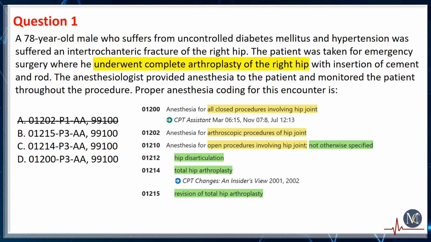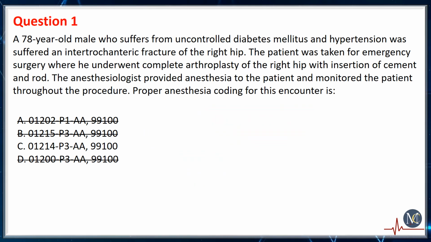In the scenario, the patient underwent complete arthroplasty of right hip, which correctly matches with the service code 01214. So our correct service code is 01214. Our correct option is option C with service code 01214 along with modifier P3 and AA and add-on code 99100.